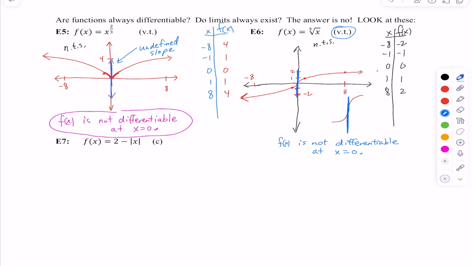Now let's look at the last function. Here's a function that is piecewise. This is really a piecewise function. And we could see this just by illustration. But more importantly, the illustration is very interesting. It's an upside down V that is shifted up 2 units on the y-axis.